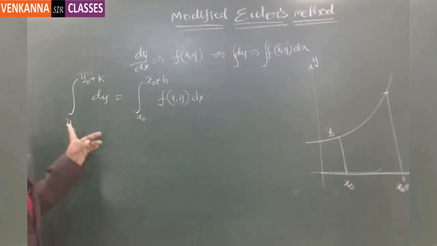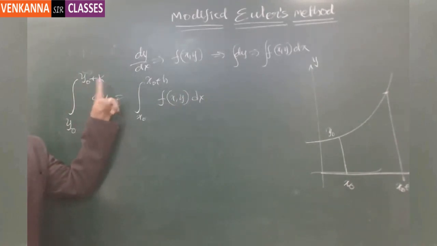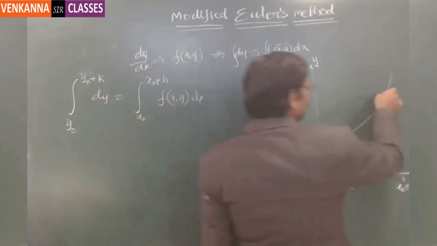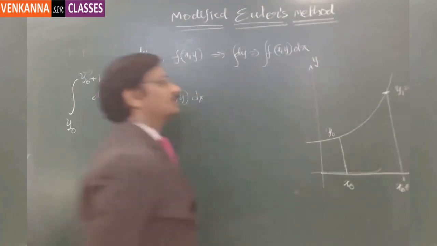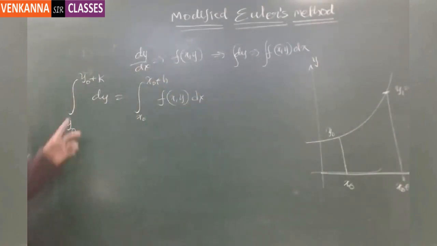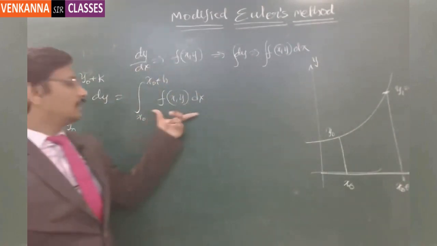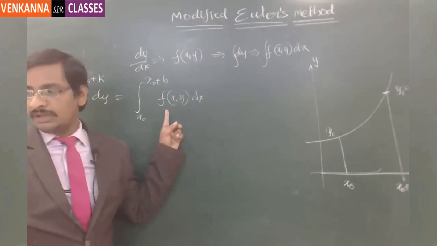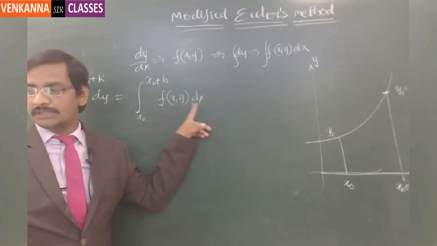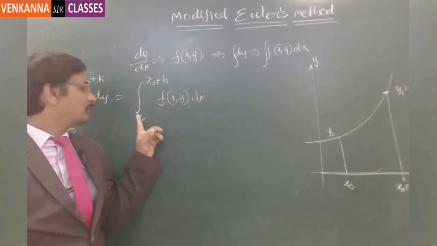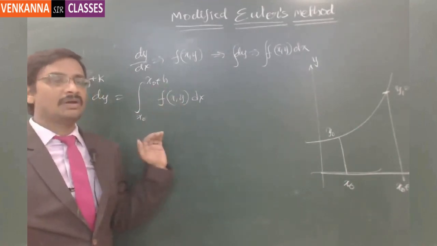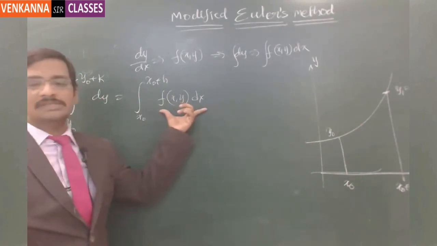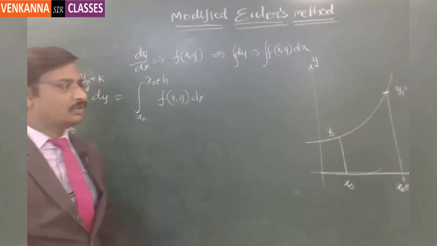So y becomes y naught to y naught plus k. This k is the new value of y for us, as if y1 is equal to k. Now this k value is what we wanted to find out. For that, this is just a curve, and dx getting multiplied and integrated from x naught to x naught plus h is essentially the area under the curve with respect to the x-axis.